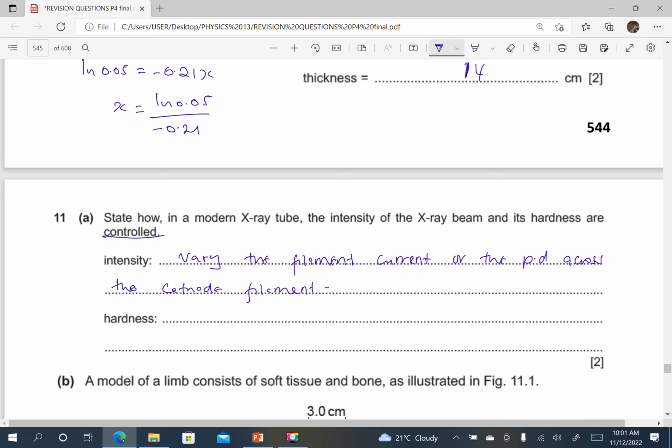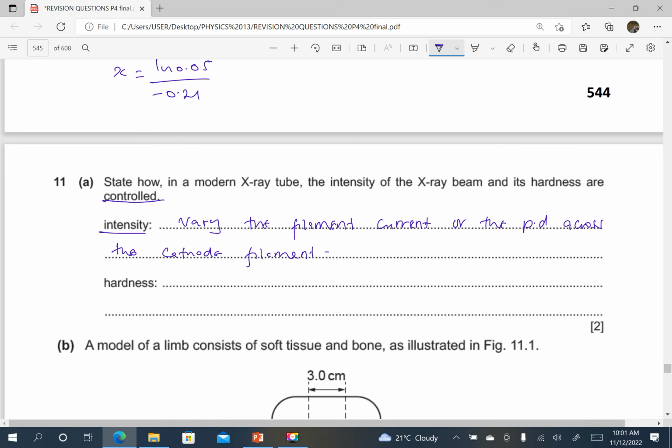Remember, the number of electrons depends on the filament current. And the number of electrons is going to determine the number of X-ray photons emitted. And the number of X-ray photons emitted, that is now the intensity. Then hardness is controlled by the accelerating PD or the anode voltage. So we vary the accelerating PD to control the hardness.